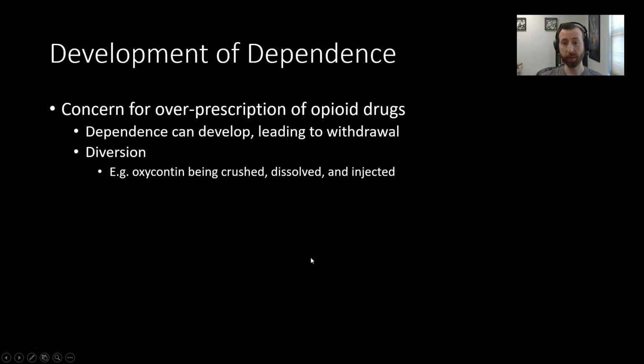So there's a general concern that is well founded for the overprescription of opioid drugs, as dependence can develop that leads to withdrawal, even with the best intentions in terms of prescribed use. There's also the concern with overprescription of drugs that there can be significant diversion. And diversion is a term we'll use to mean that it's either not being used on-label or it's not being used by the person it's prescribed to. So diversion of drugs like OxyContin for recreational use can be highly problematic and have a high societal cost. Using the example of OxyContin, this can be crushed, dissolved, and injected, leading to a much quicker and more powerful administration of the drug, which can lead to addiction.